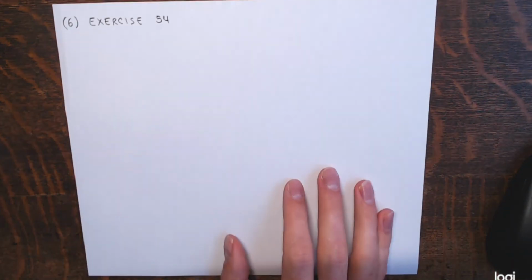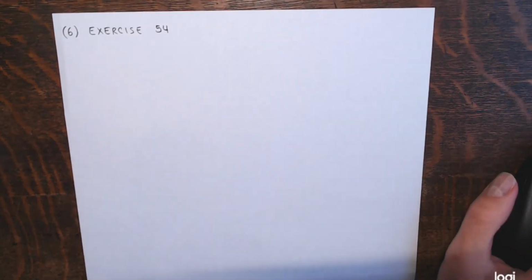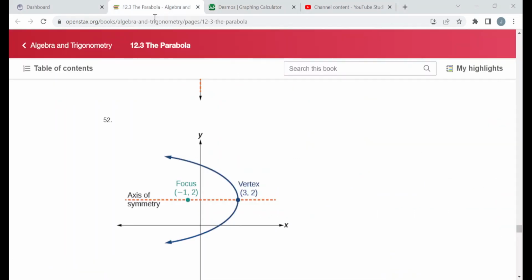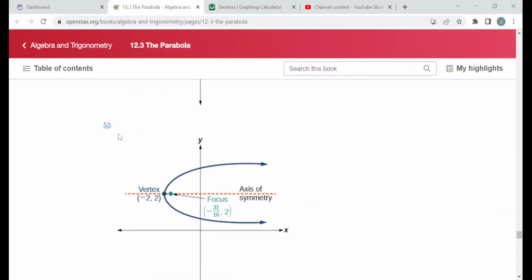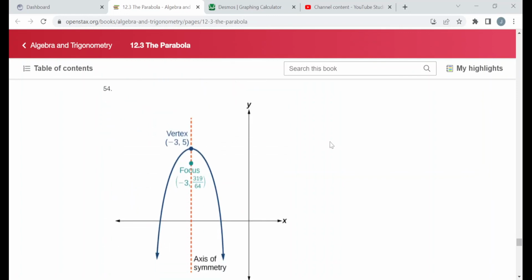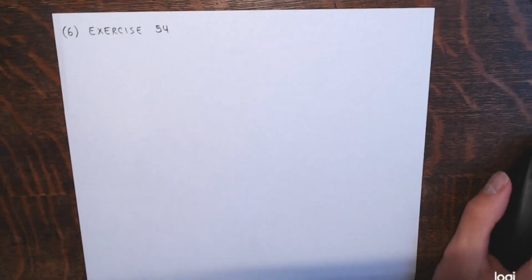All right, so my last example, example 6, is exercise 54. So back to the textbook here. Again, the even numbered ones you can click on the links and it'll take you to the solutions, so I'm not doing those. All right, so here's 54. And once again, we're only given the vertex and the focus. But that should be enough to write the equation. So again, I'll draw a very rough picture of what they have there.